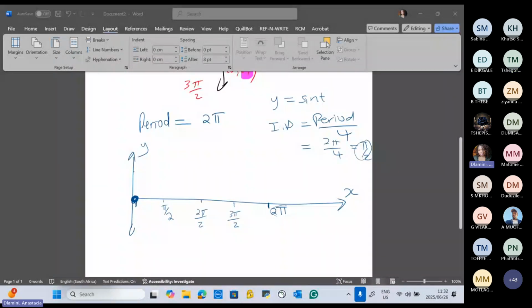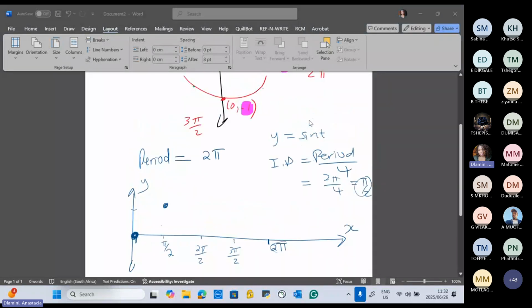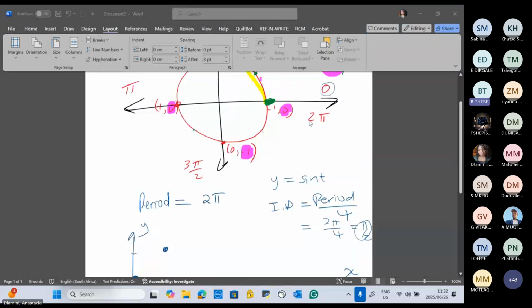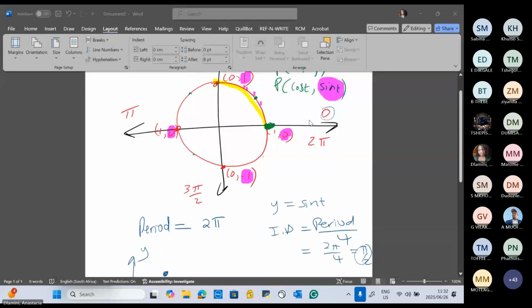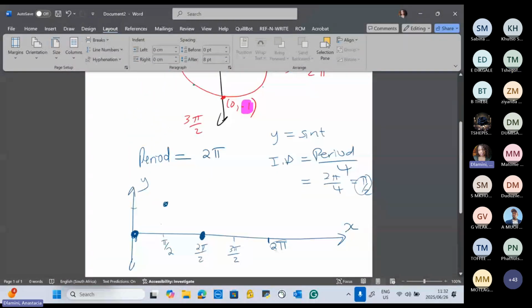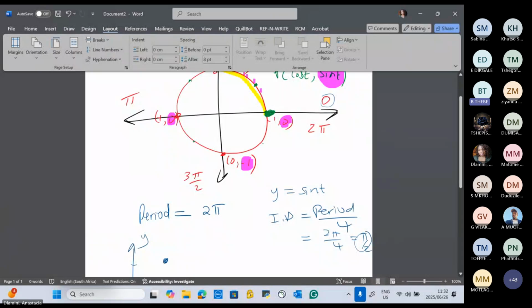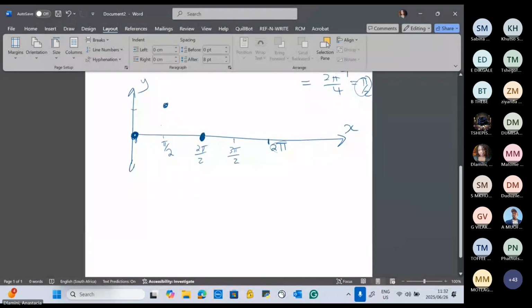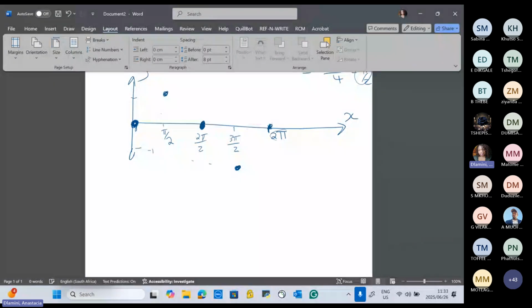At 2 pi over 2, which is pi, what is our value of y? It's 0. And then at 3 pi over 2 on the unit circle, what is the y value there? Negative 1. Then at 2 pi, what is our y value there? 0. So when you join these, this is your sine graph.